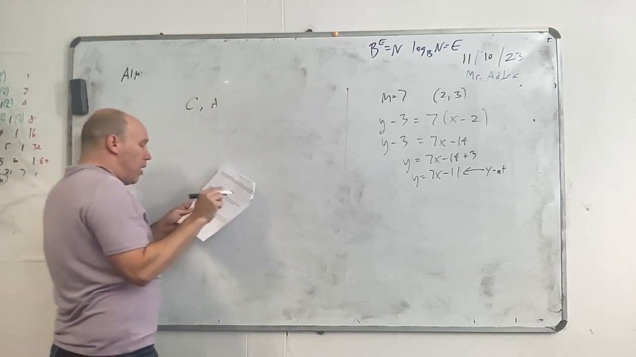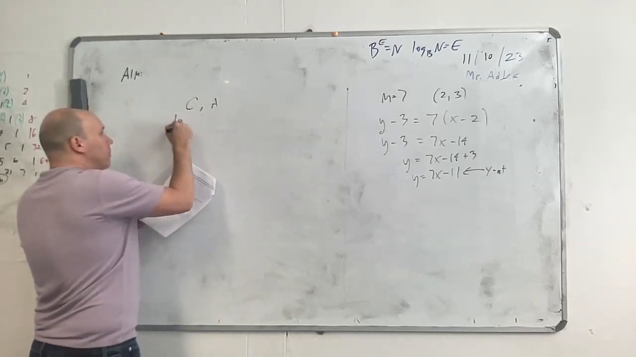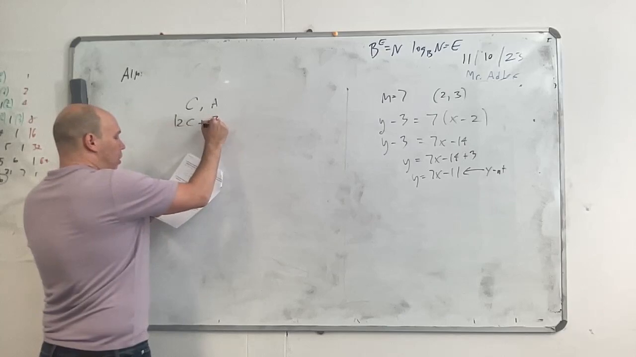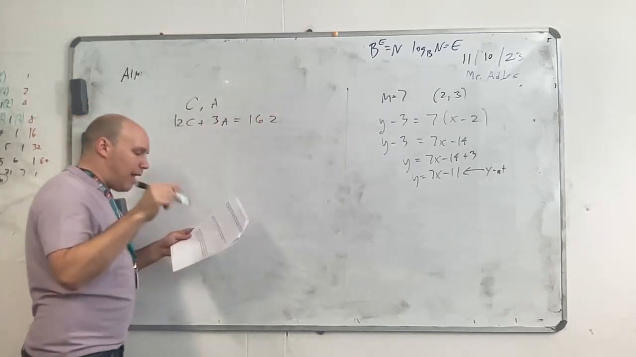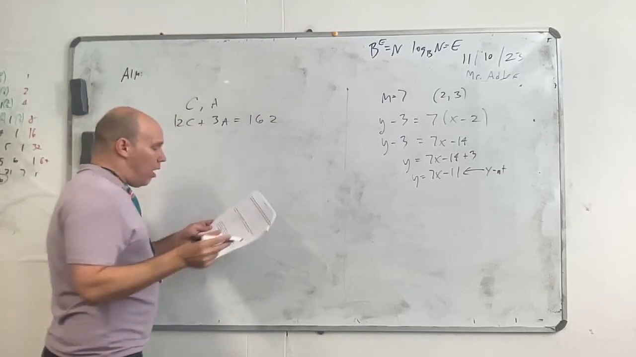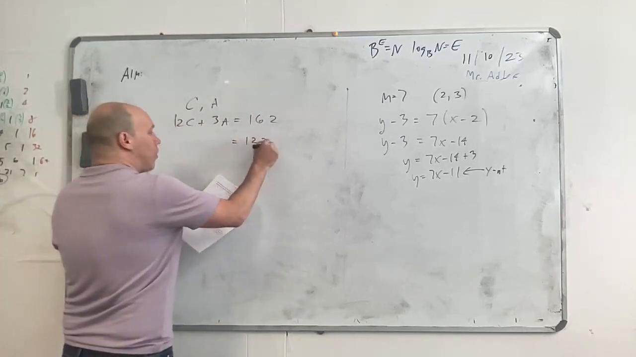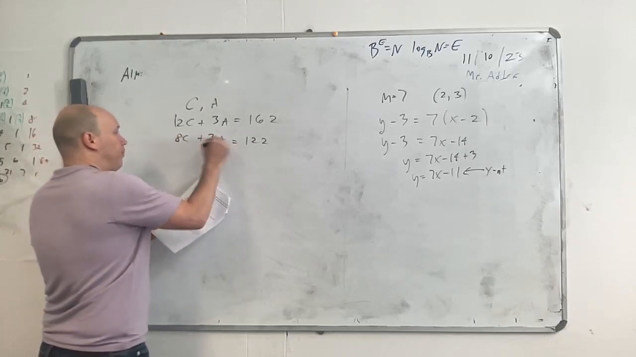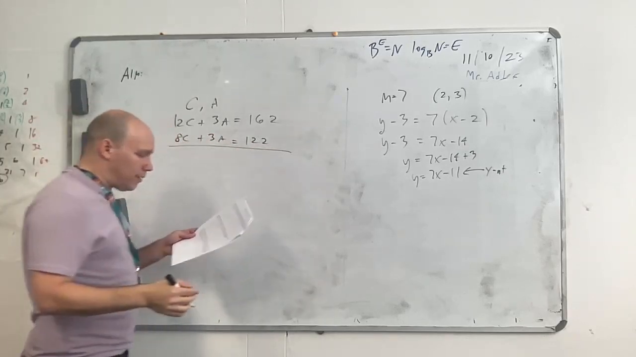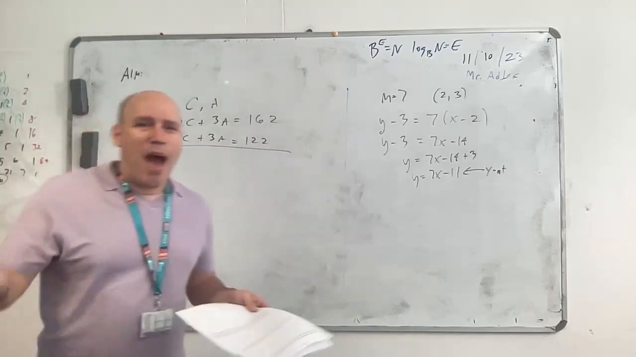And so we know 12 children plus 3 adults ended up costing $162. In the next scenario, or the next group of friends, it was $122 for 8 children and 3 adults. And the question is, how much does a children's ticket cost? How much does an adult ticket cost?